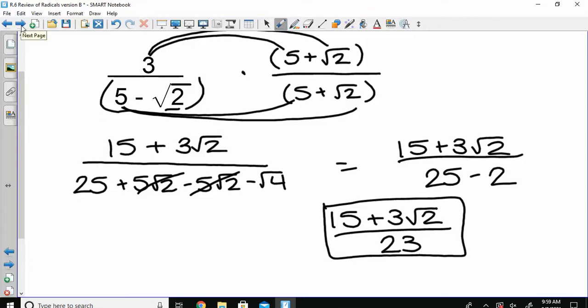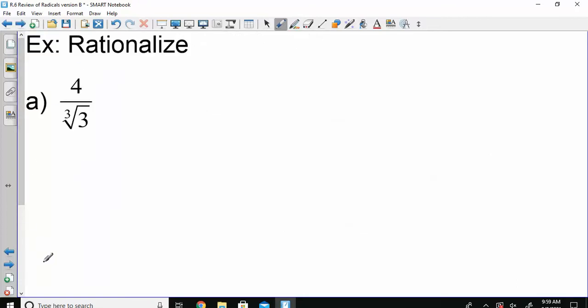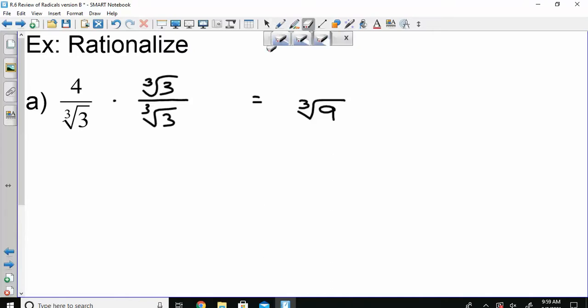What if, yesterday we didn't just do square roots, we had like cube roots and 4th roots. So let's take a look at some of those. If I just multiply this by a cube root of 3, is that going to help me here? At the bottom, I would get the cube root of 3 times 3 is just 9. Is 9 a perfect cube? No. What am I going to have to multiply this by so that I can cancel my radical?